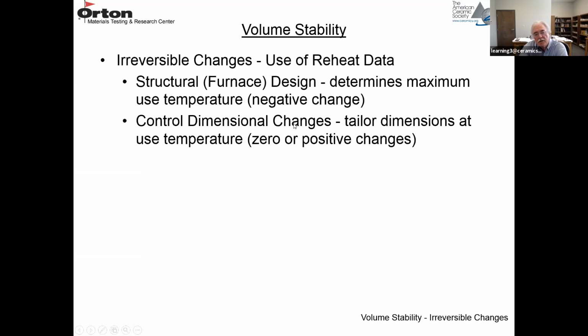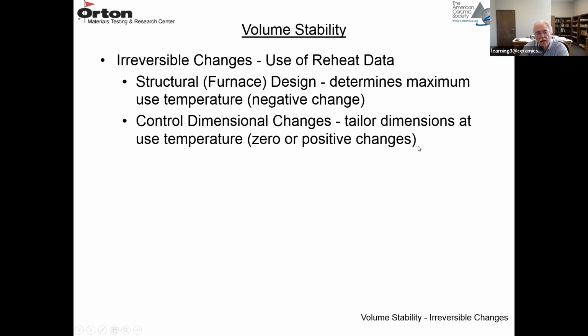Or you can use it to control dimensional changes. You can tailor changes in these refractories at the use temperature. Maybe you want a zero change. Maybe you want the refractories to expand and have a positive residual change. A lot of times in steel ladles, you want to line with bricks and not use a mortar. So you design a material that has a little bit of a positive change that closes the joints and makes it tight to metal penetration. So reheat data is useful for furnace design to allow for expansion joints and useful for controlling dimensional changes to tailor a material for an application.